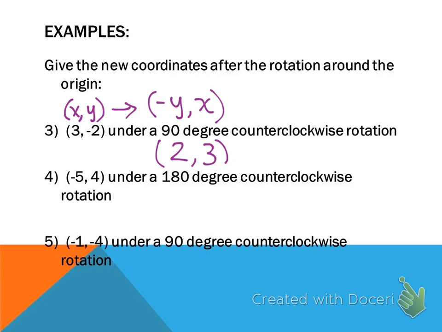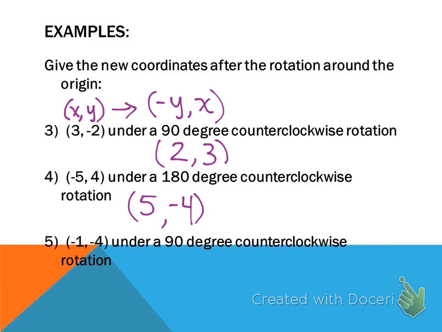All right, for a 180-degree counterclockwise rotation, our rule is just to change the sign on both x and y. So instead of -5, comma, +4, what would we have? +5, comma, -4.